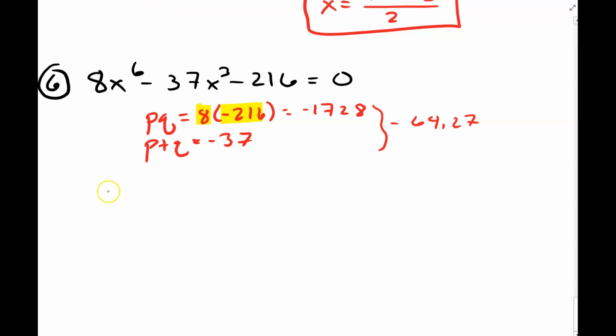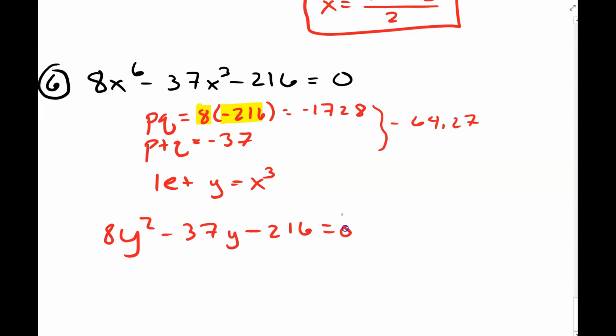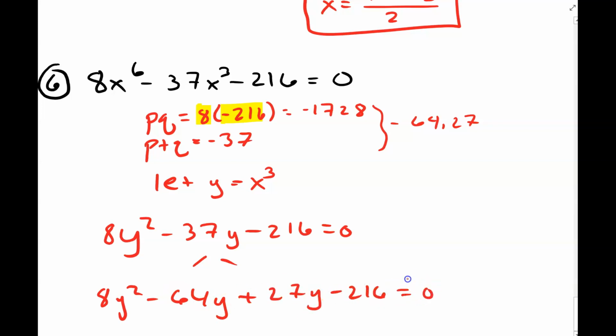So what do I do with these two numbers then? Because I can't go straight to my solution with them. Oh my goodness. We forgot to make our substitution. What should y be? X cubed. Good. Okay. Now I'm going to use those two numbers to rewrite negative 37y as negative 64y plus 27y, and then make my two groups.